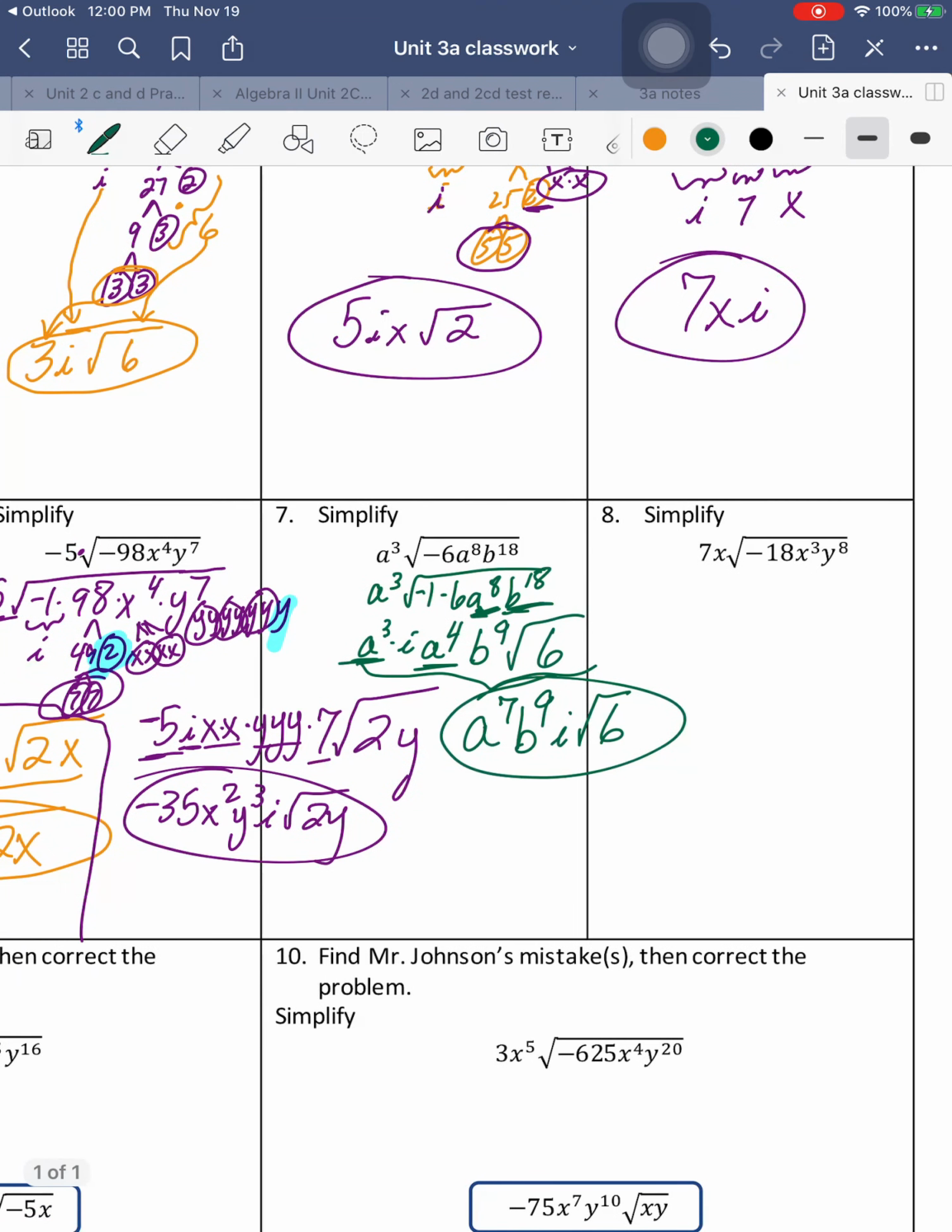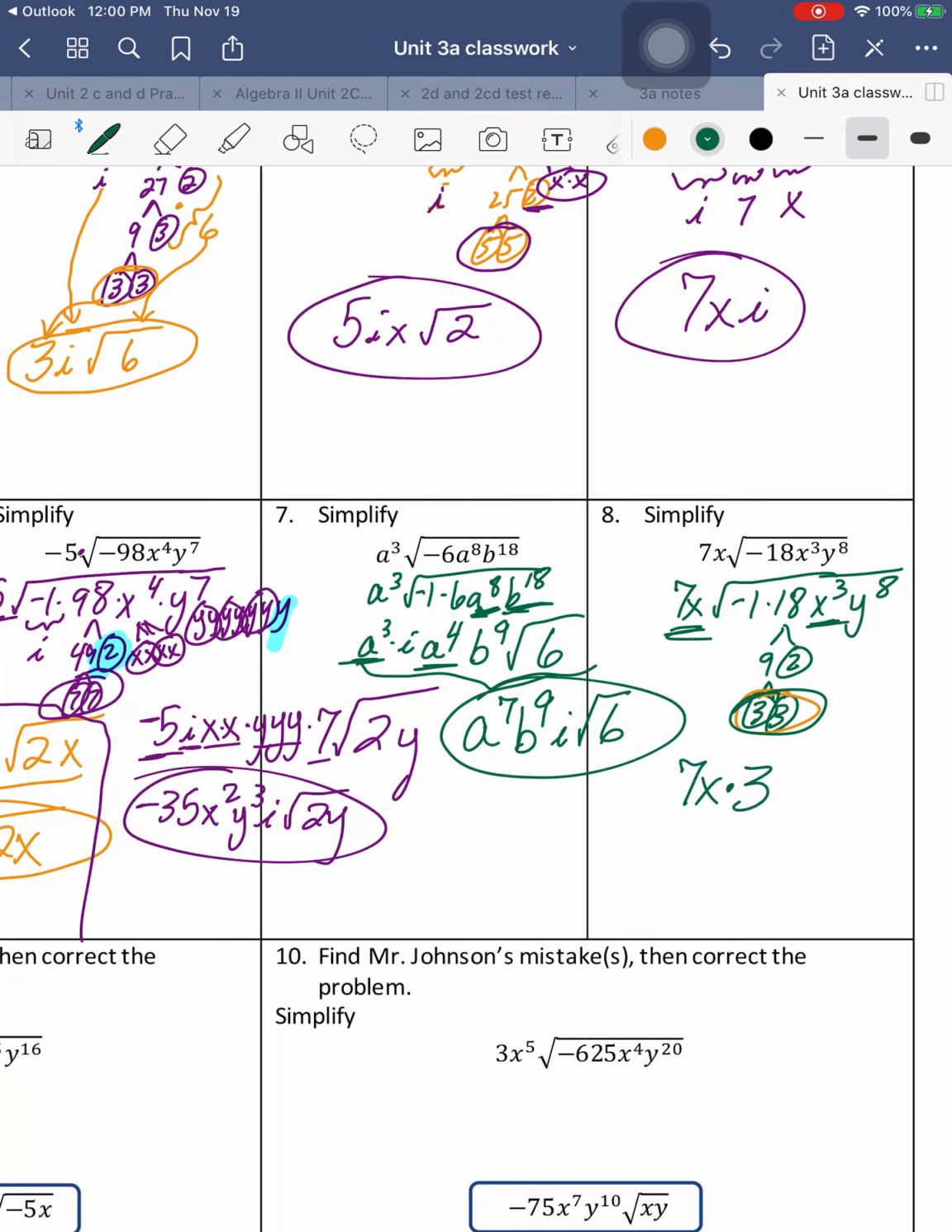Next, we have 7x, don't forget the negative 1, times 18, x to the 3rd, y to the 8th. So the only thing I'm going to do is the 18, I'm going to break that down so it's a little easier to see. If you can do the perfect squares in your head, you don't have to do this, the tree. Like if you saw that there was a square root of 9 in 18, and the square root of 9 is 3, that's great. 7x is already on the outside. We're going to take that 3.